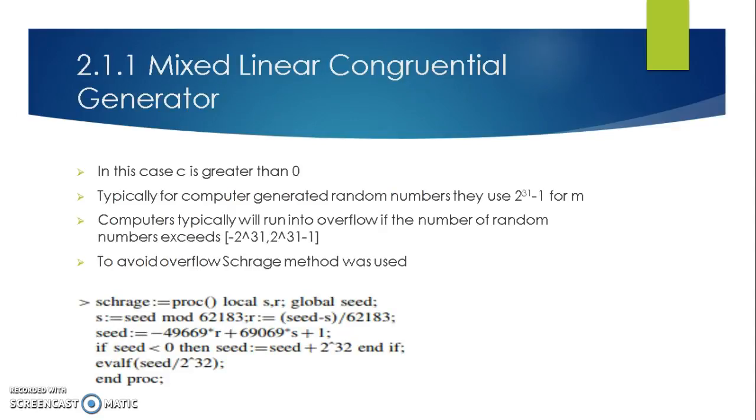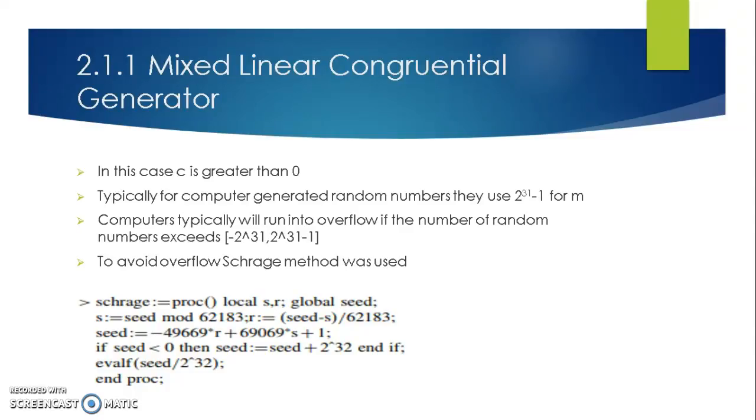Switching gears a little bit, this is talking about mixed linear instead of just the straight linear that we were talking about before. In this case, the biggest difference is that c has to be greater than 0, whereas before in just linear, c could be greater than or equal to 0. Typically for computer-generated random numbers, they're going to use 2 to the 31 minus 1 for m. And computers typically will run into overflow, which means that they'll start repeating that period if the number of random numbers exceeds this bracket, if it goes over 2 to the 31st minus 1.